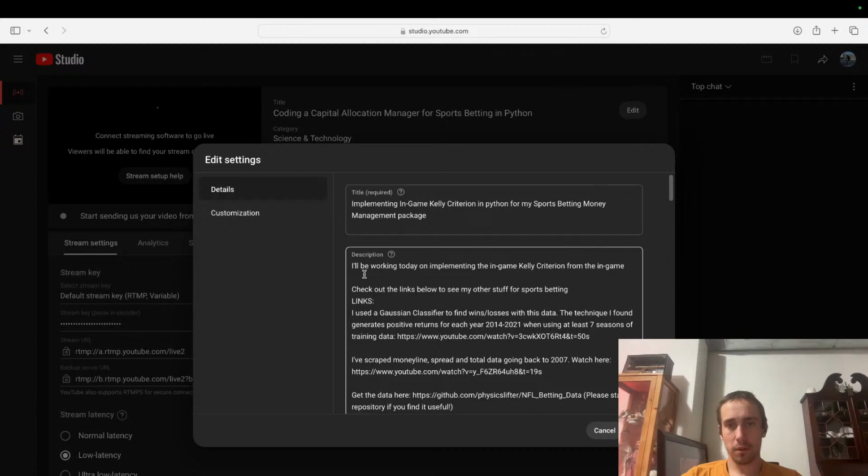VFP for vig free, prob 1, VFP 2 is equal to prob 1 over prob 1 plus prob 2, comma, prob 2 over the same thing, prob 1 plus prob 2. Okay. Equals.